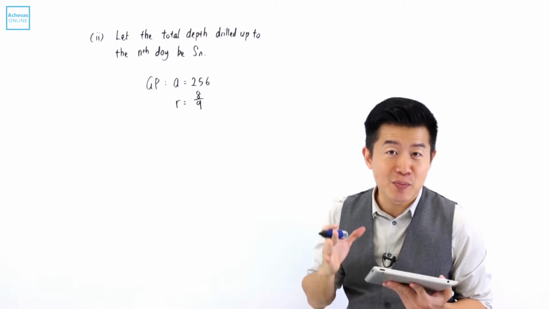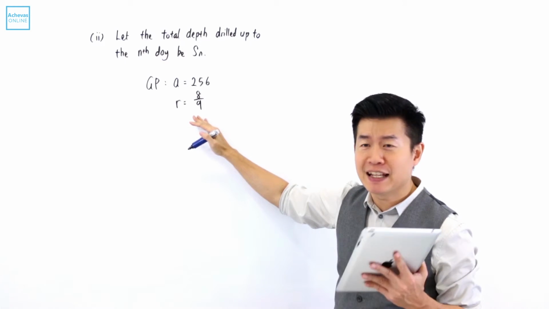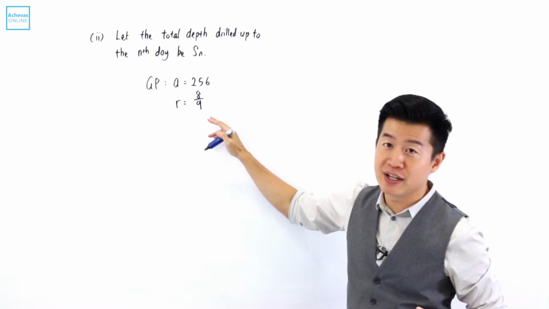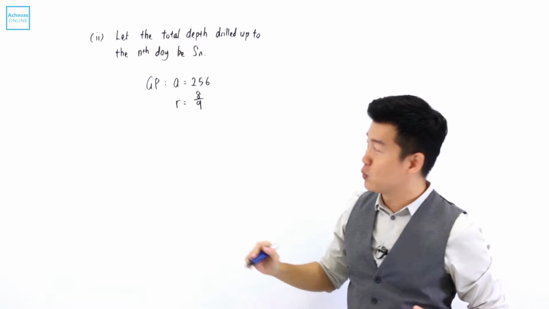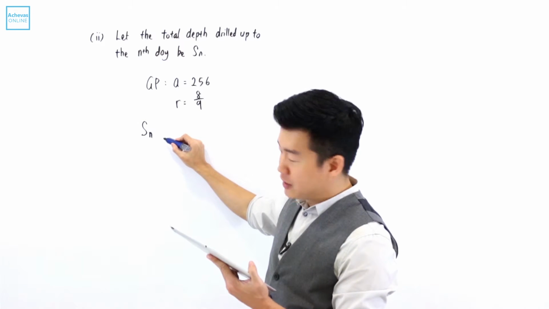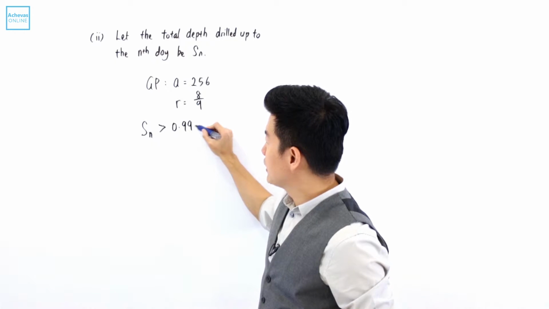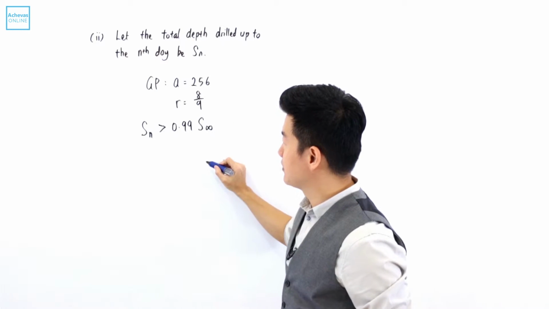What is the theoretical maximum of total depth? That is the sum of this GP to infinity. And it is possible because R is 8/9. It is between -1 and 1, which means that according to what the question wants is for the total depth to be more than 99% of the theoretical maximum.